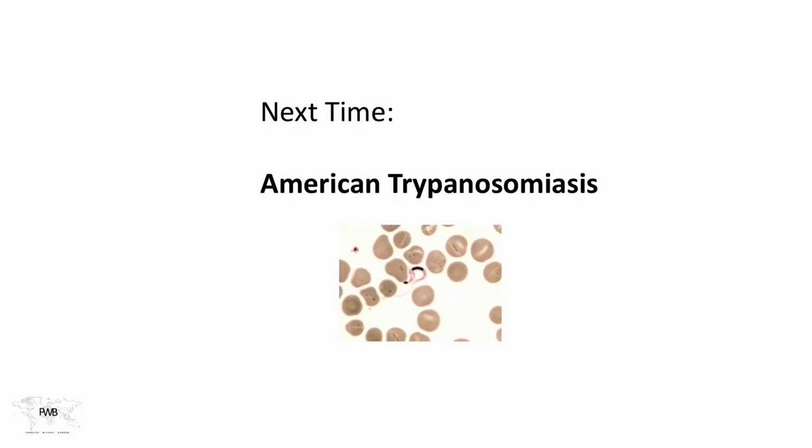So next time we're going to discuss the yang of the trypanosomiasis twins, African trypanosomiasis, American trypanosomiasis. What's the difference? How do they vary in their biology, in their pathology, their transmission, etc.?